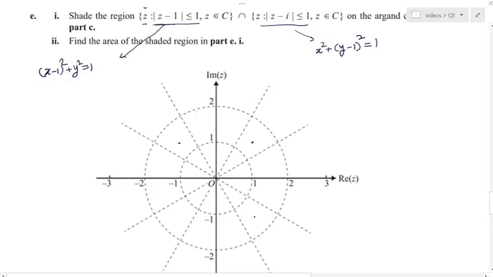If it were paper, I would probably be able to do a better job of this drawing, but yeah. So here we go. This is region A, and that is region B. So region A is within this circle.